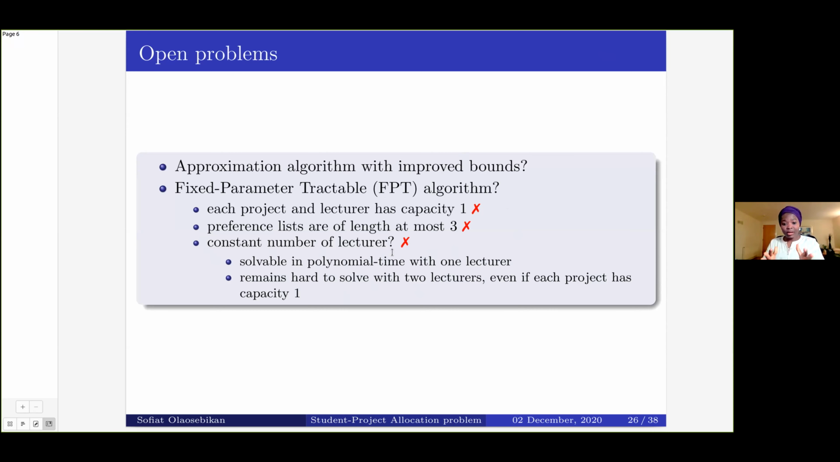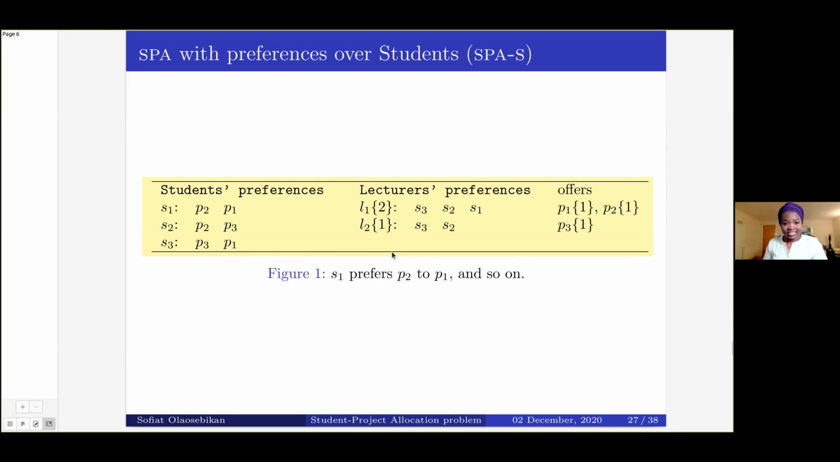So that's that about SPA-P, and I'm just going to let you digest that for like 5 seconds, and then I'll move on to the next problem, which is SPA-S. That's a lot. I've been doing this for years, so I can imagine if you need a bit of a break. Okay, so on to the SPA-S problem.